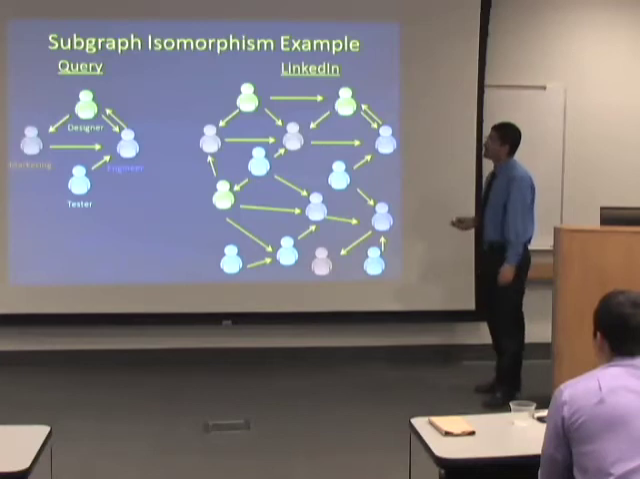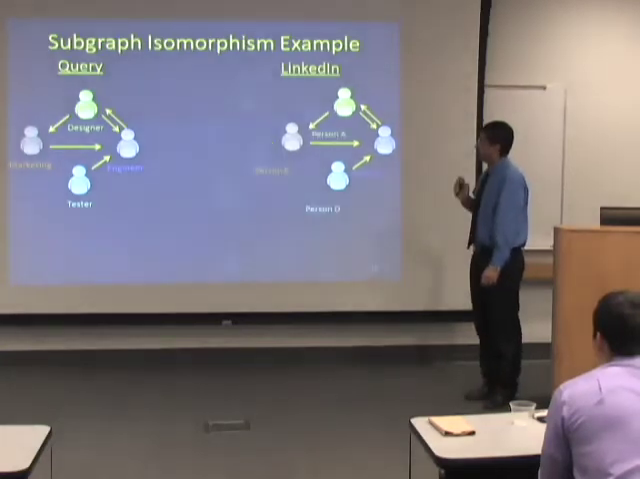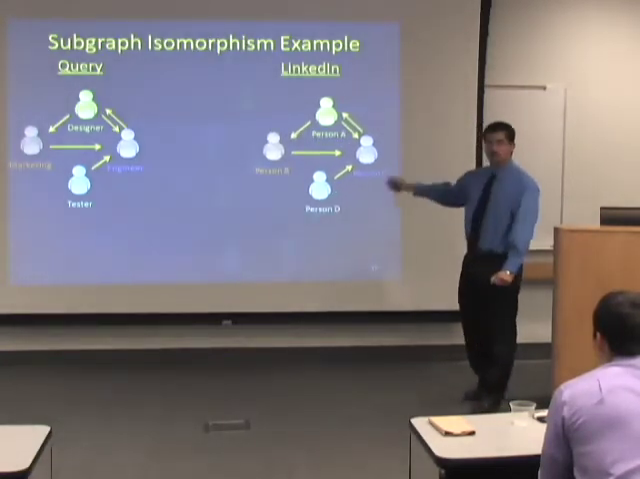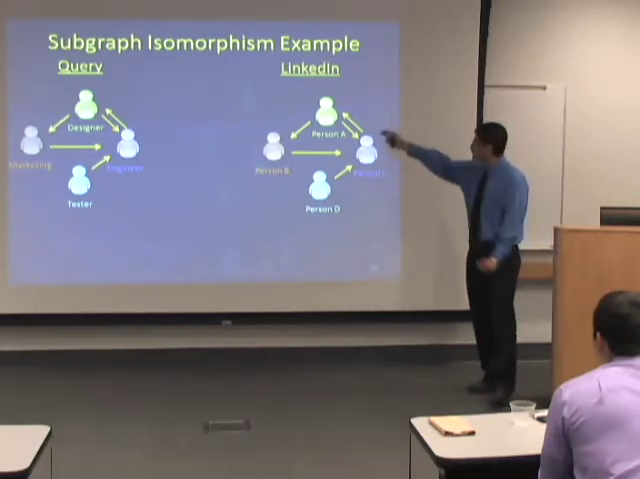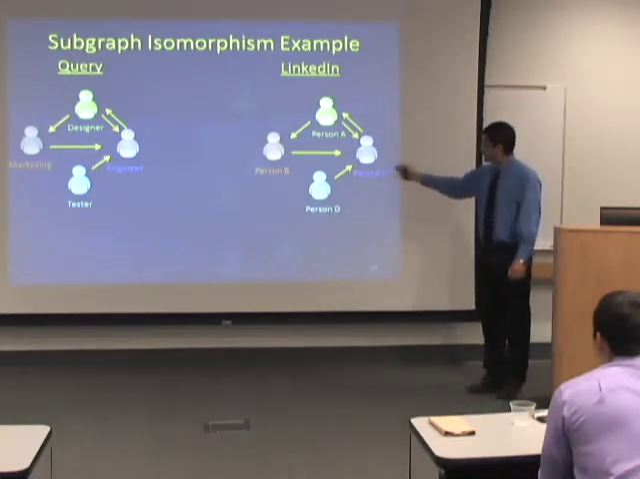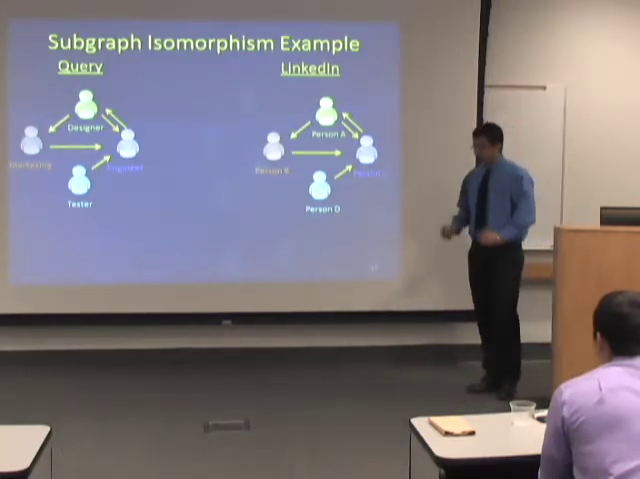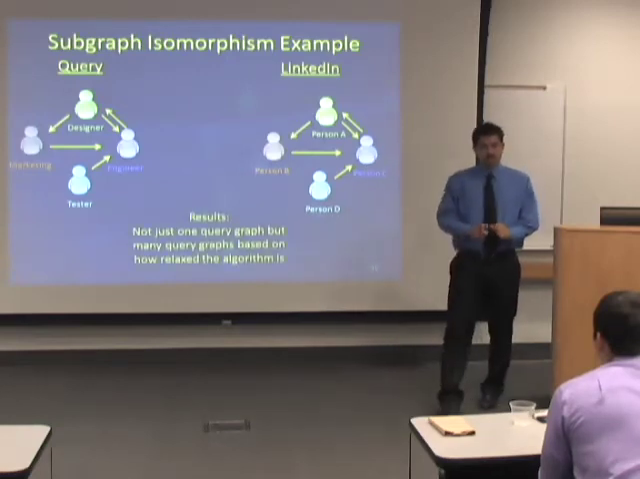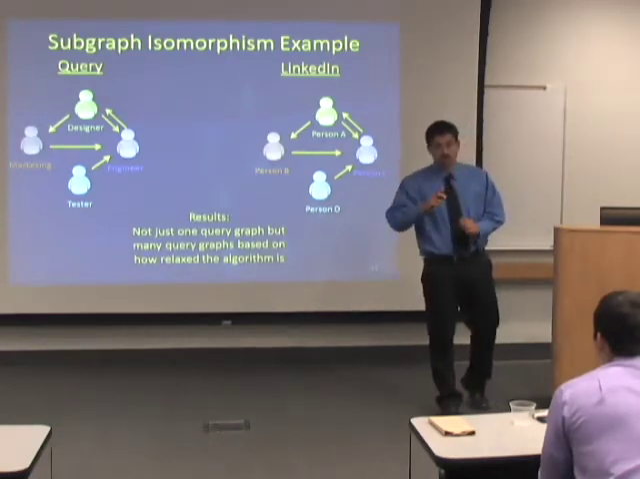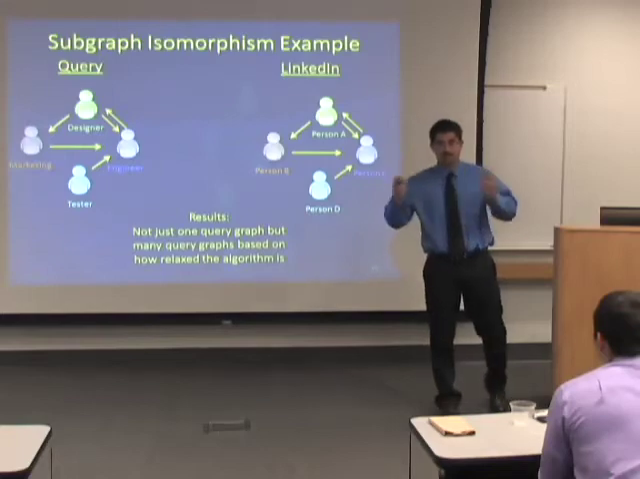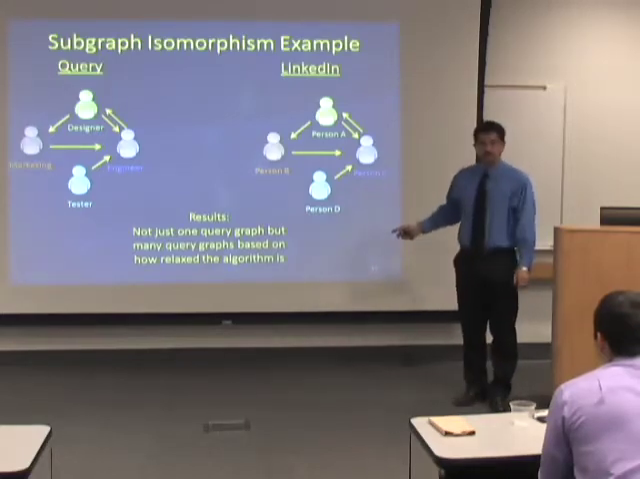Well, we use subgraph isomorphism. Exactly that, and we find a one-to-one match. So out will come person A, person B, person C, and person D. Now, what's amazing about this is that you don't get just one result. Remember, these are complex networks. You can get many of these results.